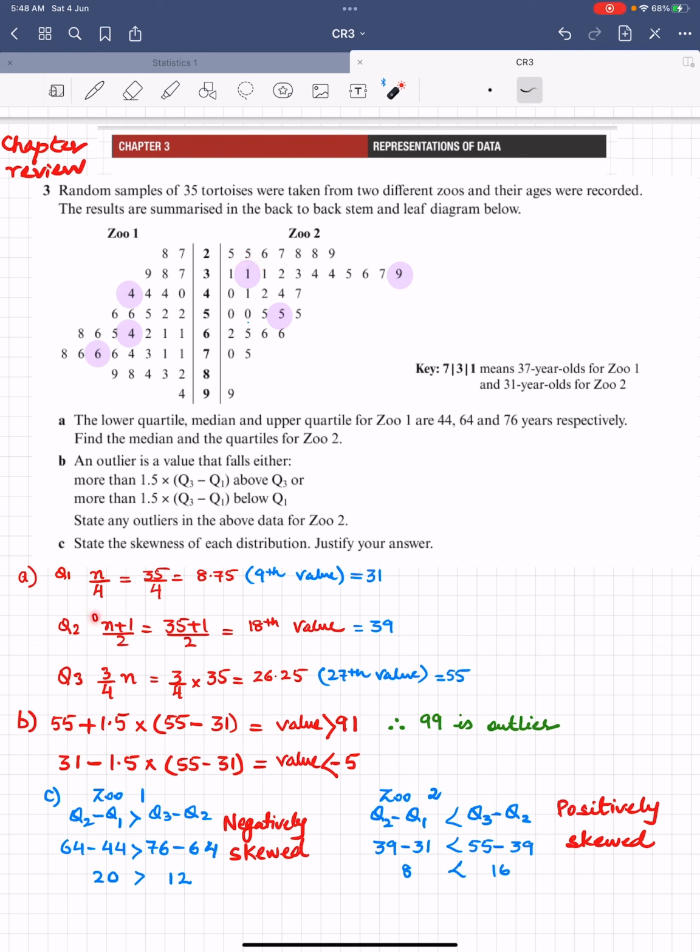Formula for median for a discrete data is n plus 1 divided by 2. That leads us to the 18th value, which is 39. So 39 is our median.